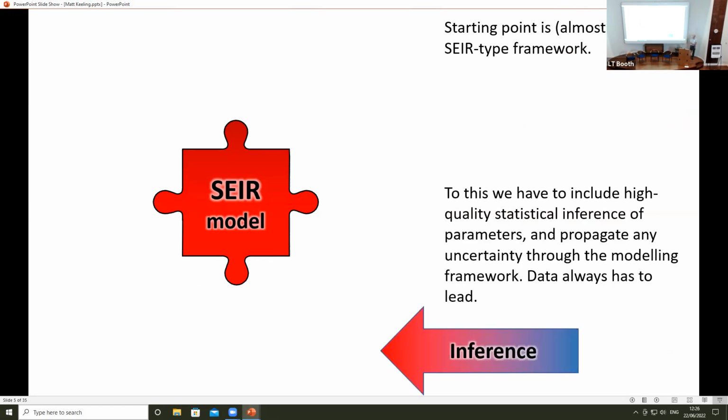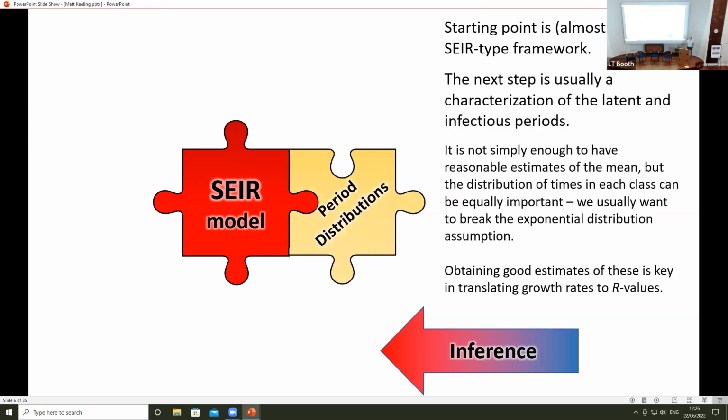The other bit, and quite a few questions have come across this in the audience, is there's an inference. How do we fit that to our data? And throughout, I think we've always got to remember that we need very, very high quality statistical inference to be able to work out what parameters go into this model and how we capture that. So data, I feel, has always got to lead. It's great building a model, but unless you can fit it to data, it's pretty useless.